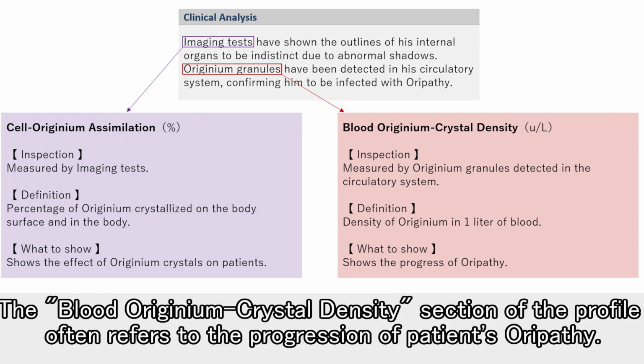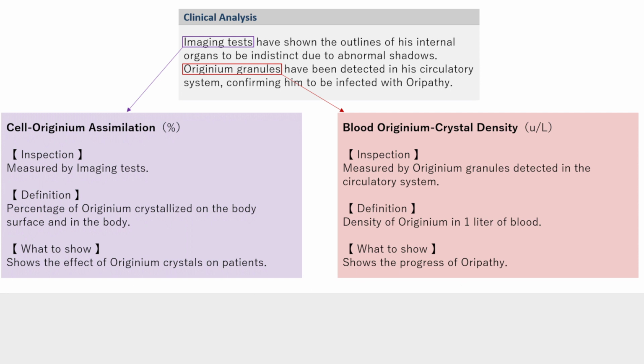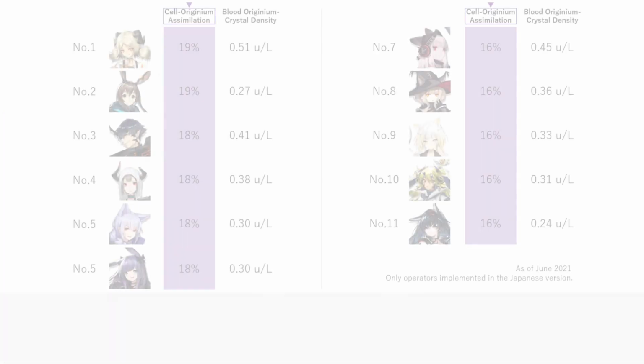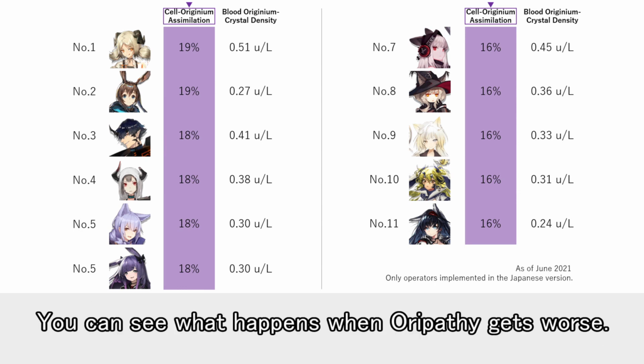The blood Originium-Crystal density section of the profile often refers to the progression of patients' Oripathy. As written in the profiles of several operators, the infection shifts to the mid-stage when it exceeds 0.3 U/L. Next, I will show you two types of lists of operators in descending order of the two indicators of Oripathy. You can see what happens when Oripathy gets worse.